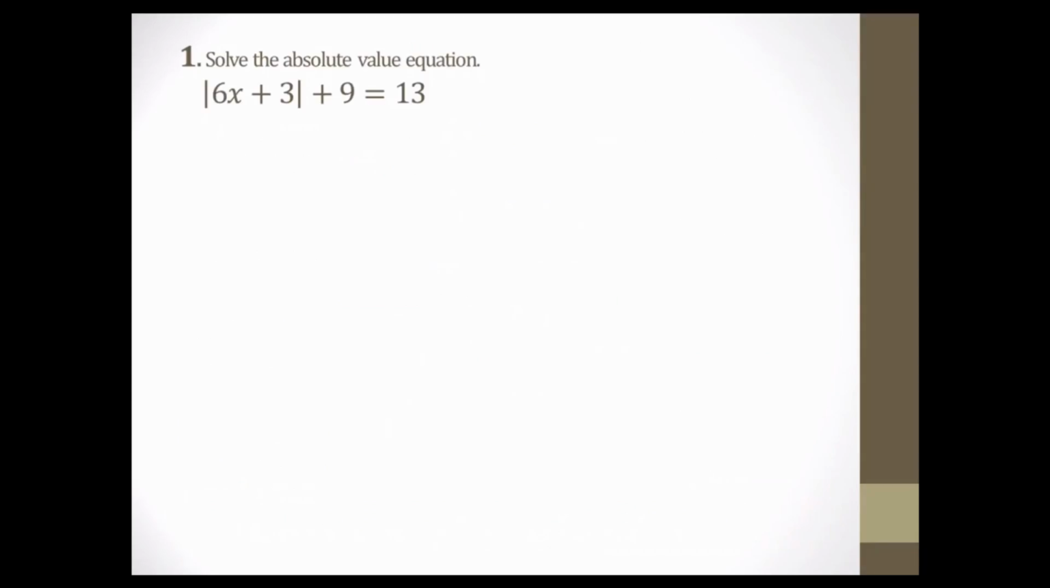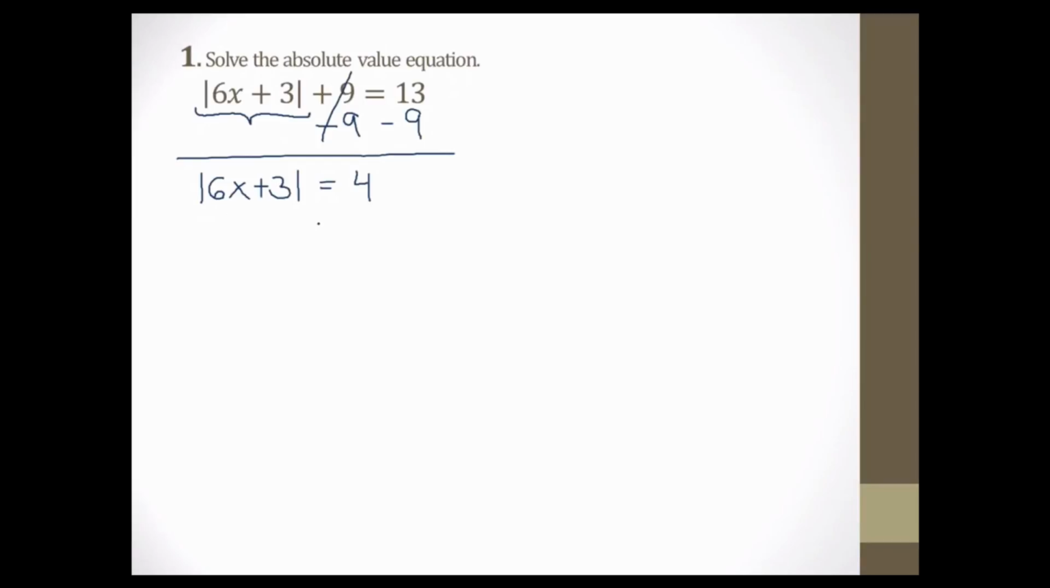This is problem number 1, and it says solve the absolute value equation. So if you have an absolute value equation, and that's indicated by these two vertical bars, the first step would be to isolate the absolute value on one side of the equation. So I'm going to isolate this absolute value portion on the left side, and I'm going to move the 9 to the other side by subtracting 9. So I am not doing anything with the absolute value yet. I'm just going to bring it down, but then my 9 is gone on the left side and I moved it to the right, and now 13 minus 9 is 4.